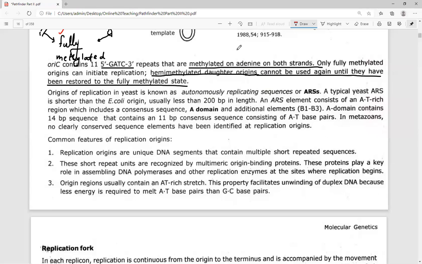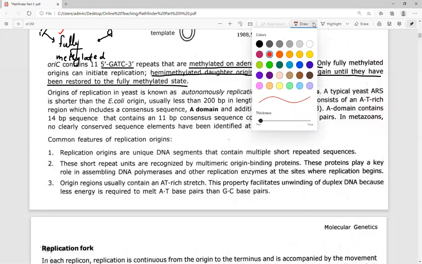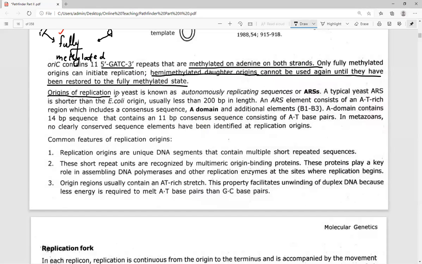the origin of replication used in yeast is referred to as autonomously replicating sequences. They are also referred to as ARS sequences. A typical autonomously replicating sequence is usually less than 200 base pair in length. That means they're quite small.